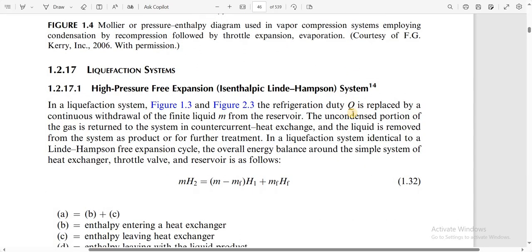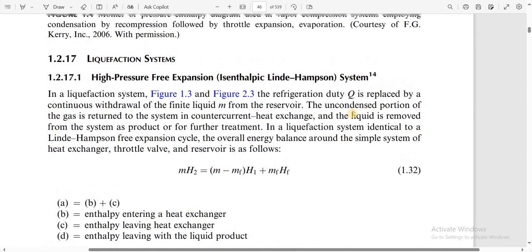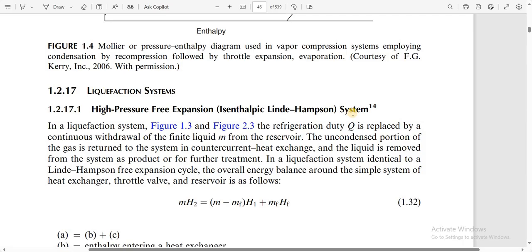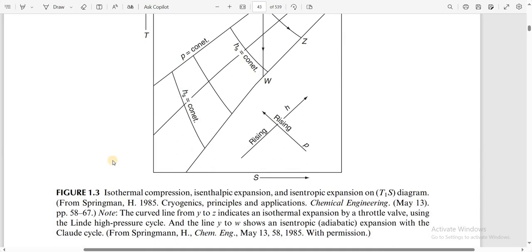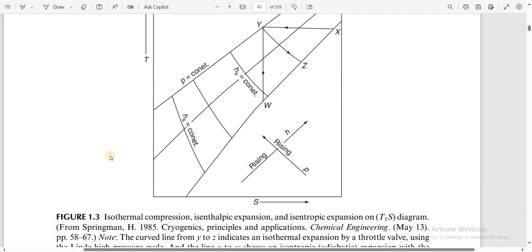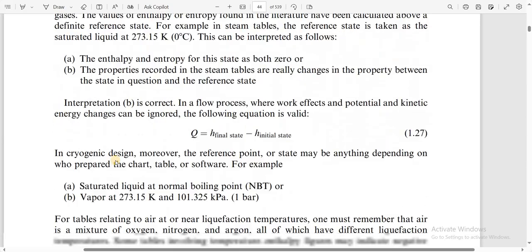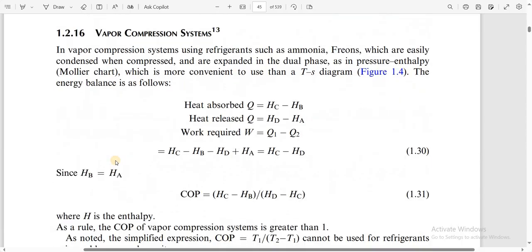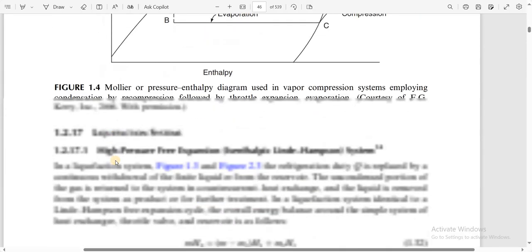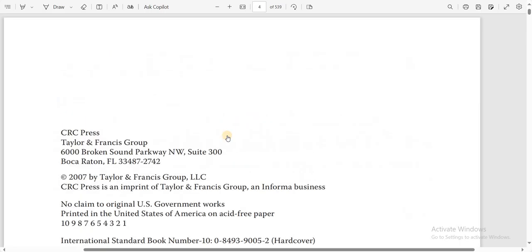Liquefaction system. Now, how does a liquefaction system work? High pressure free expansion, in the isenthalpic Linde-Hampson system. In a liquefaction system, figures 1.3 and 2.3, the refrigeration duty Q is replaced. Alright guys, have a look at 1.3 and 2.3.